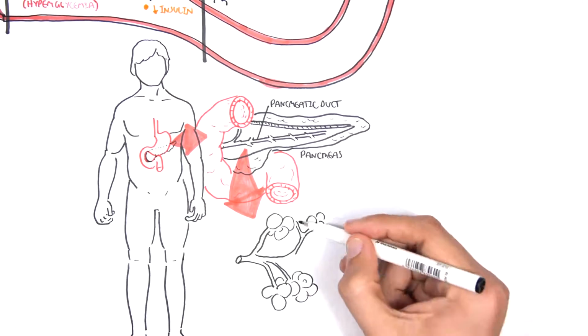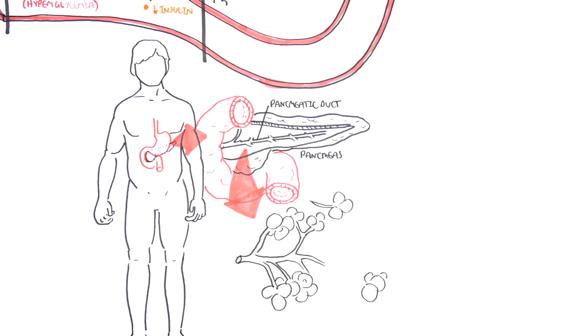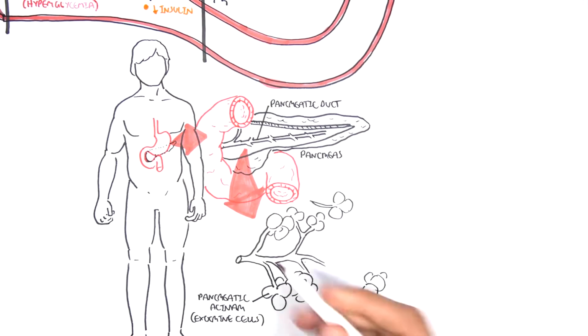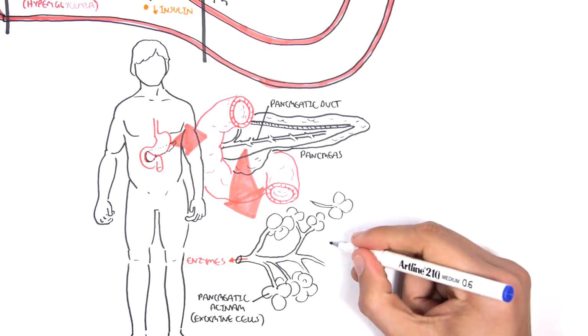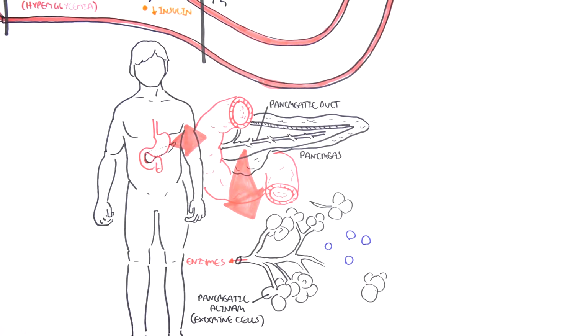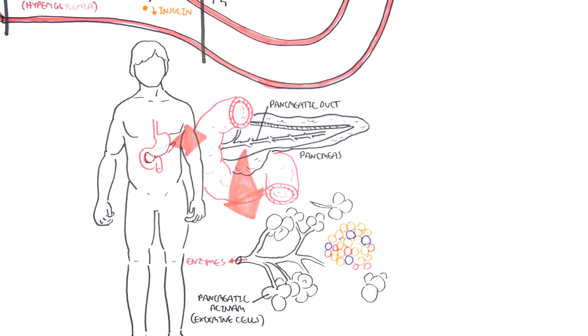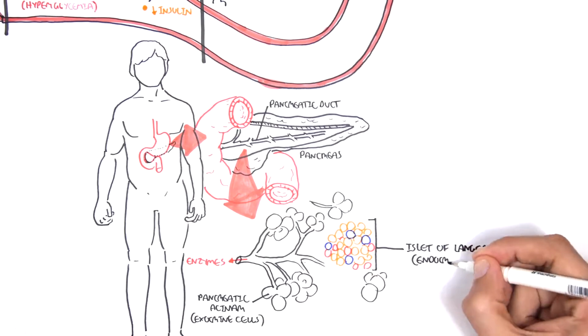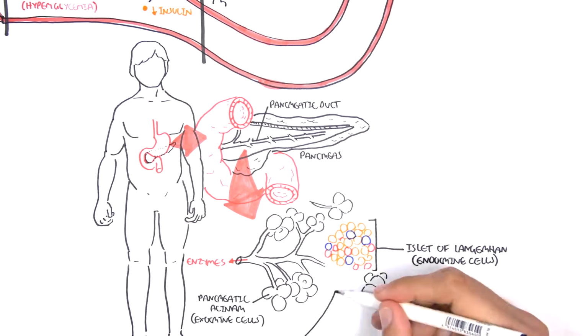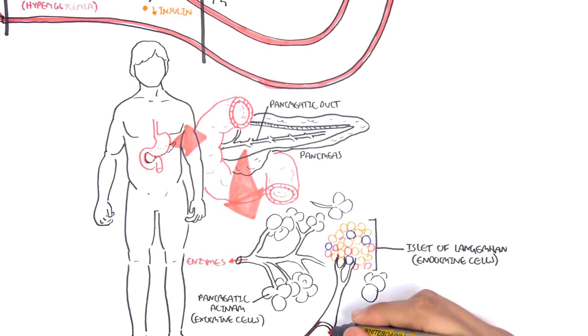Here I'm drawing the pancreatic ducts and glands. These clusters here are known as pancreatic acini. These acini contain exocrine cells, which release enzymes for digestion, which then go essentially to the small intestine. Around the pancreatic acini are clusters of cells known as islets of Langerhans. These cells are endocrine cells. It is from these cells that the hormone insulin is secreted into the blood.